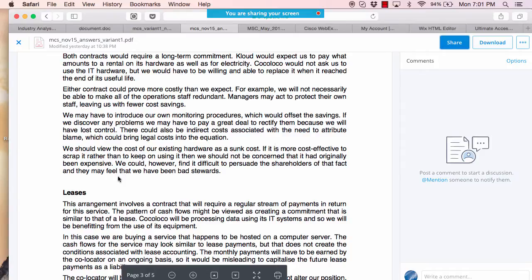If it is more cost effective to scrap it rather than keep on using it, then we should not be concerned that it had originally been expensive. So we should forget about how much it cost us originally, if it's more cost effective to run it in the proposed manner. Otherwise we are looking at sunk cost. So what do you guys have to say about sunk cost here? In this case, in general, sunk cost.